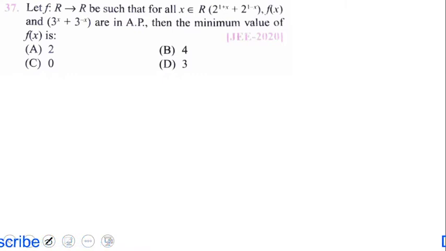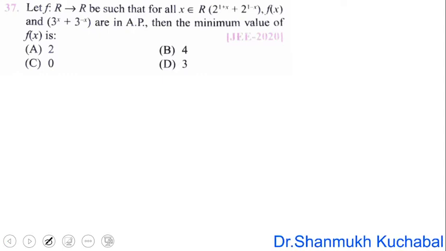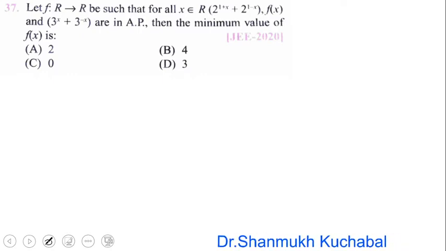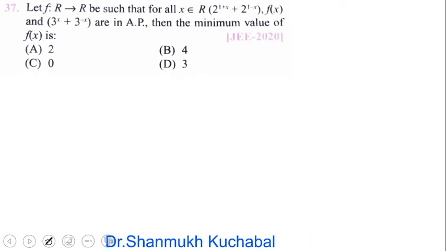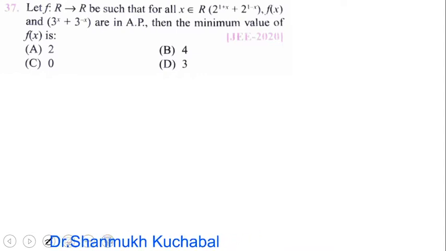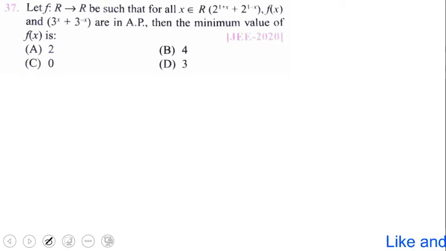The question is: let f: R → R be such that for all x belongs to R, 2^(1+x) + 2^(1−x), f(x), 3^x + 3^(−x) are in an AP. Then the minimum value of f(x) we need to calculate here.